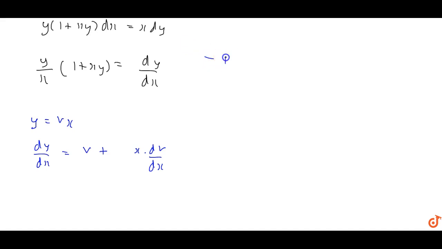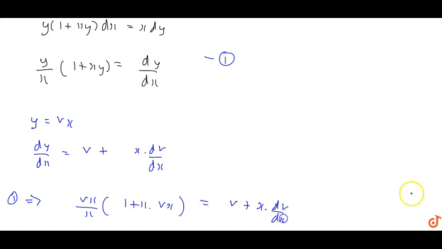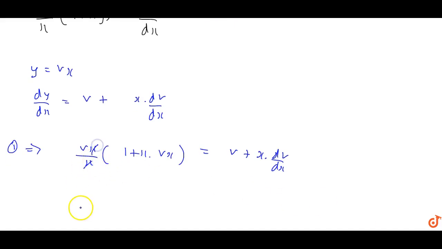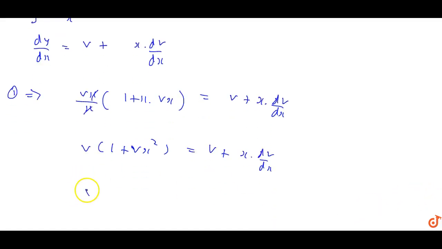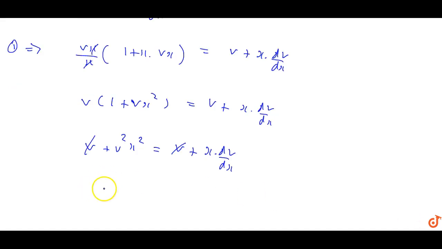So equation 1 implies (vx/x)(1 + x·vx) = v + x dv/dx. Then we get v(1 + vx²) = v + x dv/dx, so v + v²x² = v + x dv/dx. We cancel out v, so v²x² = x dv/dx, and v²x = dv/dx.